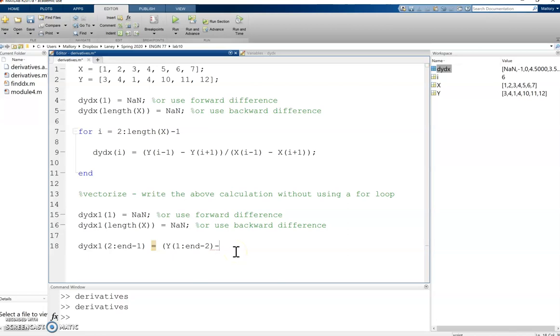Next, we have a minus, we have y, and here we have i plus 1. So i was 2 to end minus 1, so we're going to add 1 to both of these. So we're going to go from 3 to end. We're going to do the same thing, but this time, because this is a vector, we need to use our dot divide. We're going to have x1 to end minus 2 minus x3 to end.